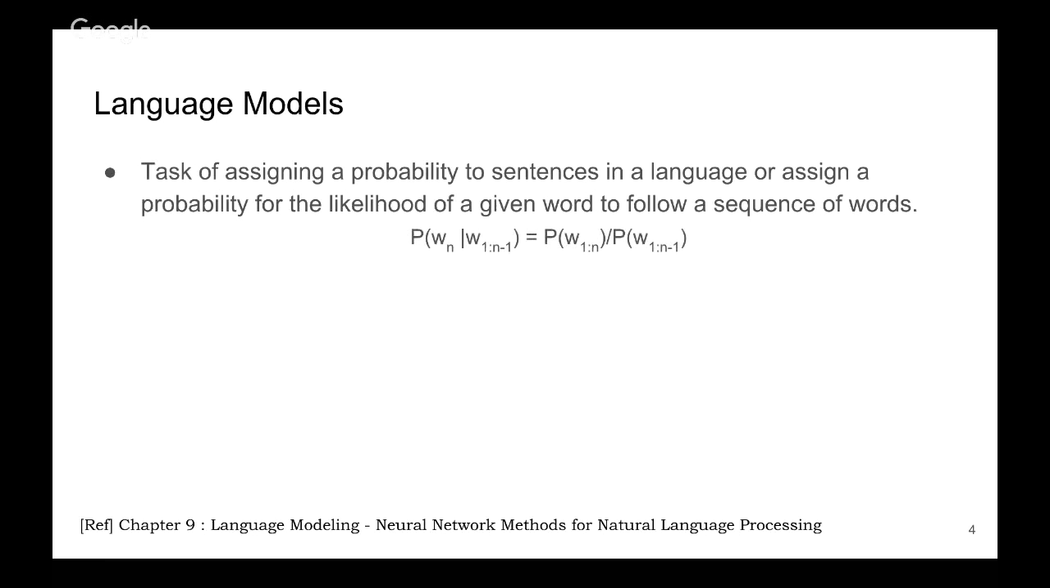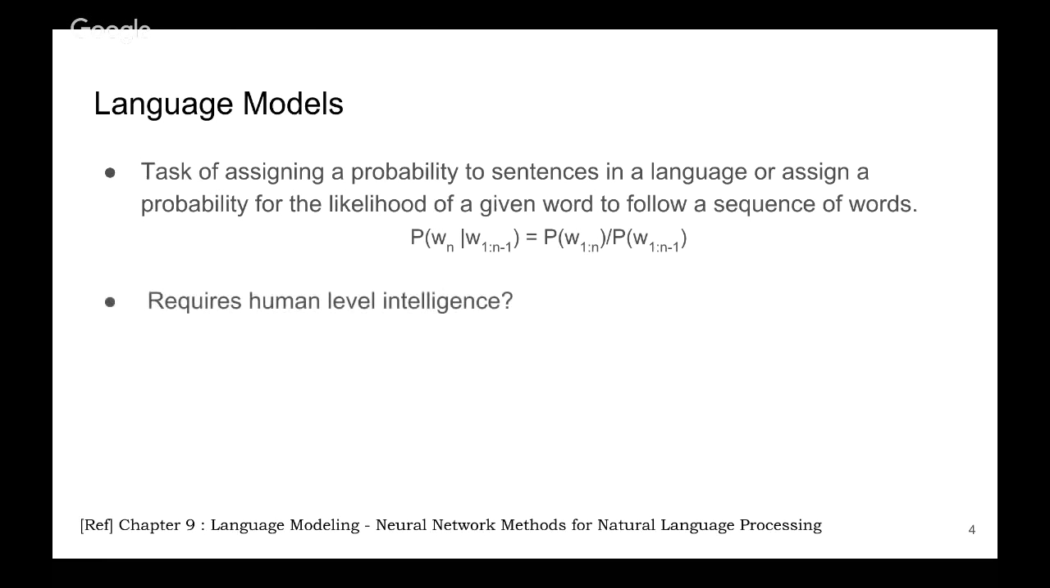So if I put it into mathematical notation, you would be able to realize that the probability of predicting the nth word given the previous n minus 1 words is the joint probability of n words over the joint probability of n minus 1 words. So the left hand side of the equation is the probability for the likelihood of a given word to follow a sequence of words, whereas the numerator on the right hand side is the probability for a sequence of words. So these two are actually equivalent problems.